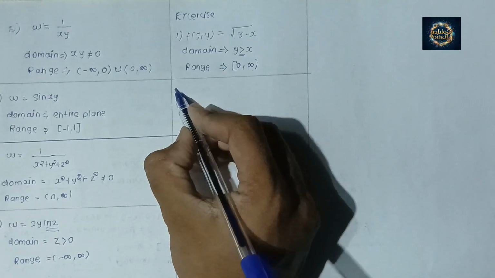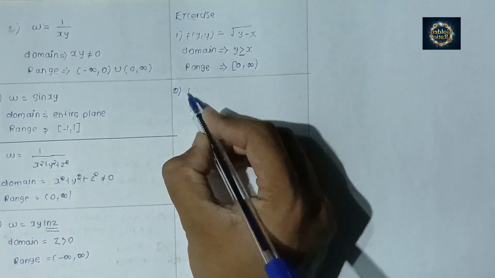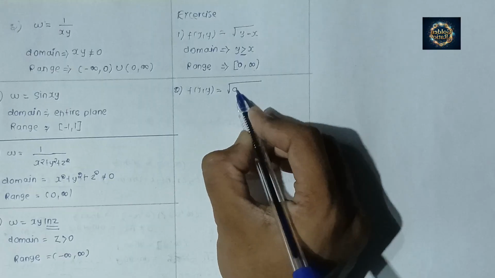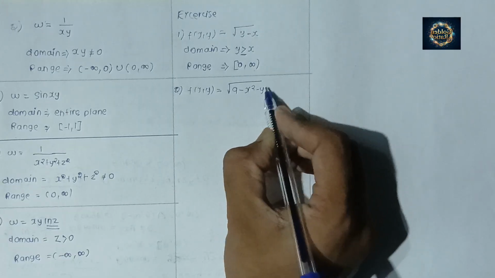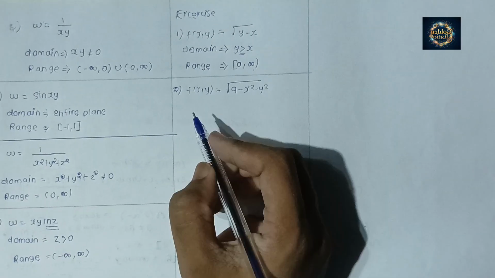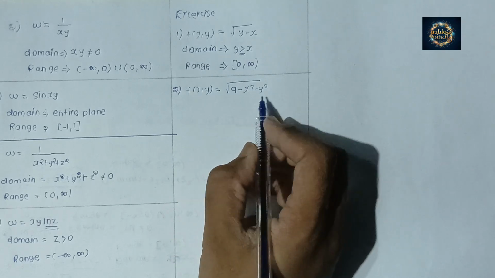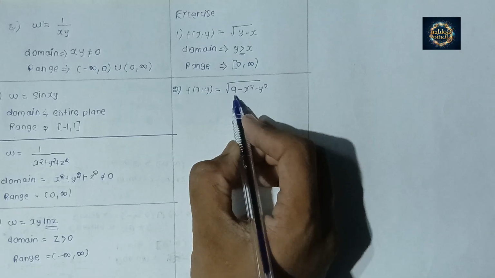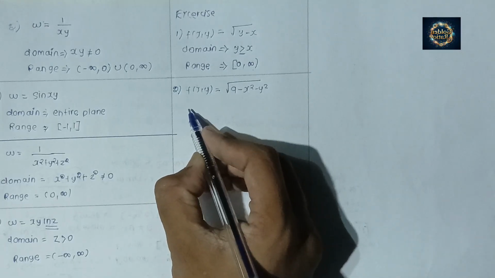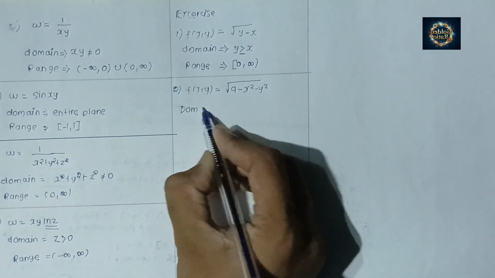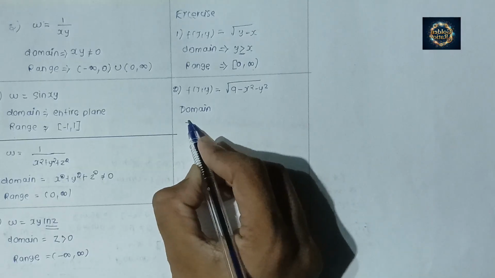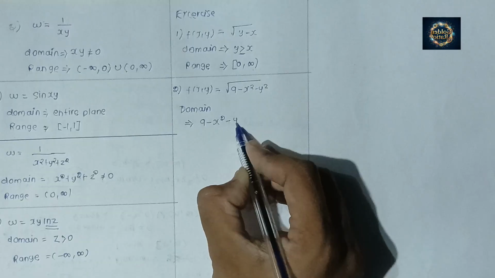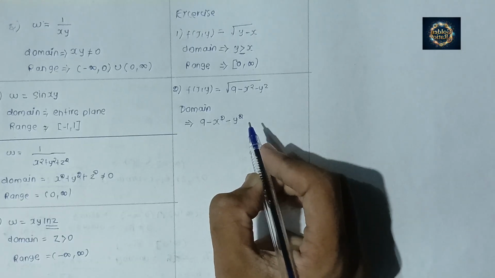The next question, which is very important and repeated many times: f of x, y is defined by the square root of 9 minus x square minus y square. To find the domain in the case of this kind of function, we need to solve the equation first. I am taking the inner function and setting it to 0 to find the domain, since we don't know what values can be given.